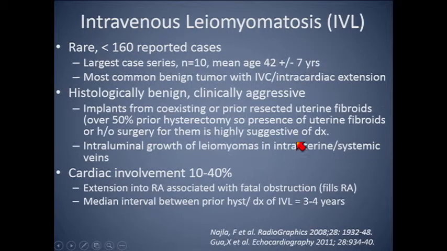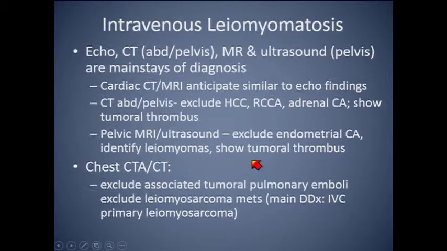And it's worth knowing as cardiac imagers, it is rare, but what happens is that it'll extend into the RA, and it's associated with fatal obstruction because it can either fill the RA or completely obstruct the tricuspid valve. It's the same entity that gives you benign metastasizing leiomyomas in the lungs. What I think was very interesting is that the mean interval between hysterectomy for someone who's had leiomyomas and a diagnosis of IVL is 3 to 4 years. So if you can show that someone had a prior history of that, you should suspect it.